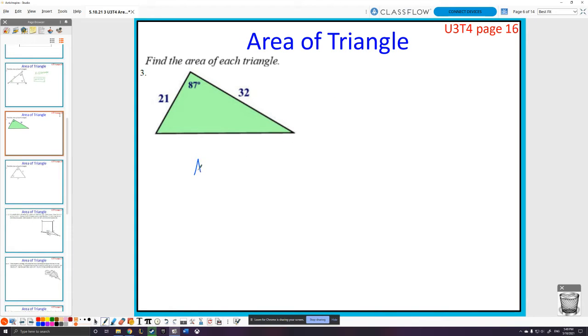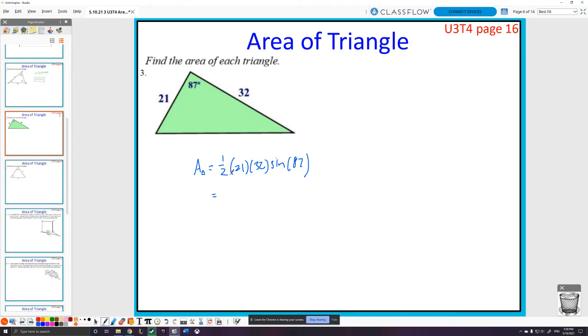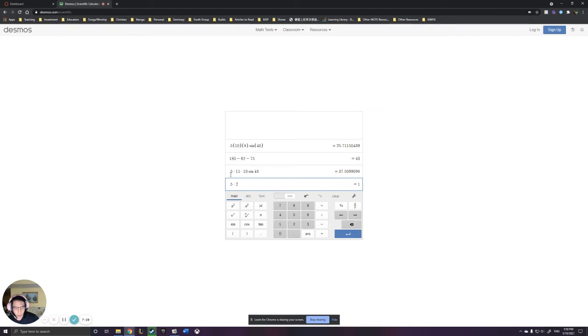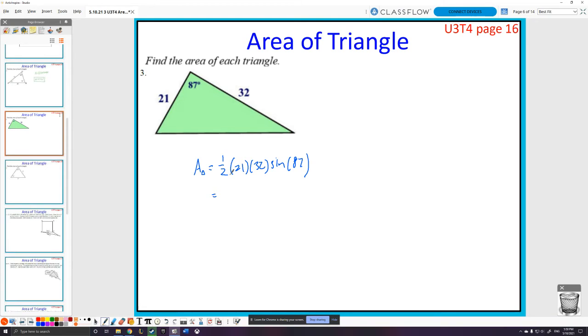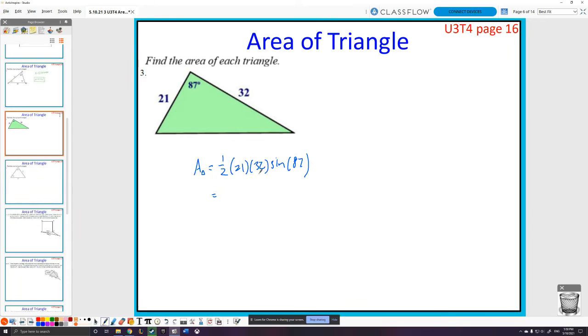So again, the area of this triangle is equal to 1/2 times 21 times 32 times sine of the angle in between, 87 degrees. So that's equal to 0.5 times 21 times 32 times sine of 87. Okay, so 335.54 units squared.